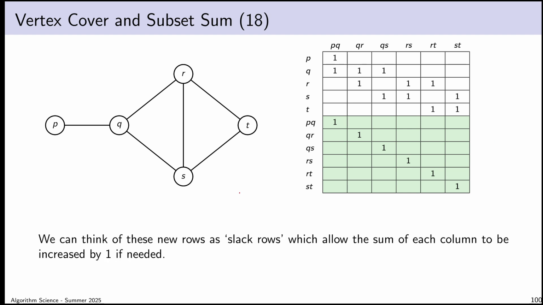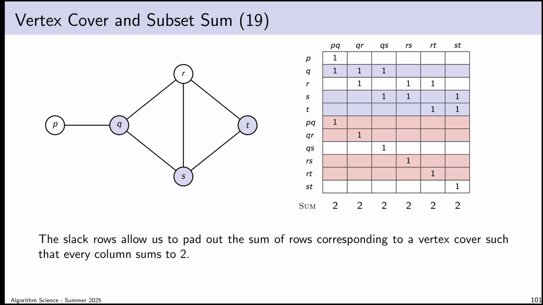Now, the term slack rows comes, I guess, from my optimization background in a sense. I like to think of them as slack rows because they're a way of sort of removing or picking up the slack. It allows me to ensure that the sum of every column is some exact number, and the slack rows are there if needed to pad out the sum. So for example, if I go back to the vertex cover I had before, QST, what I can do is add in a few of the slack rows.